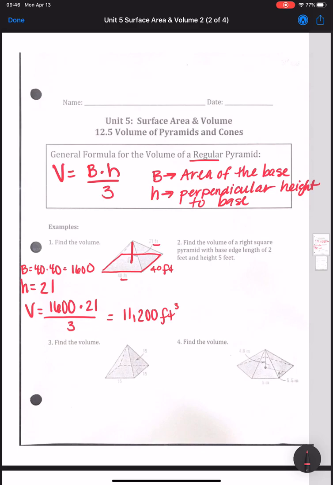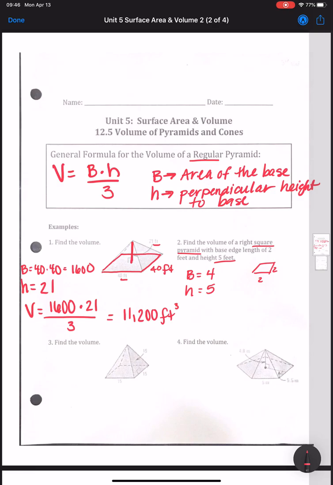All right, let's look at number 2. They don't have a picture for us, but there is some description here. Find the volume of a right square pyramid, so the base is a square, with a base edge length of 2 and a height of 5. So if we just want to draw the base, the area of the base is going to be 2 times 2, which is 4. They told us the height is 5 feet.